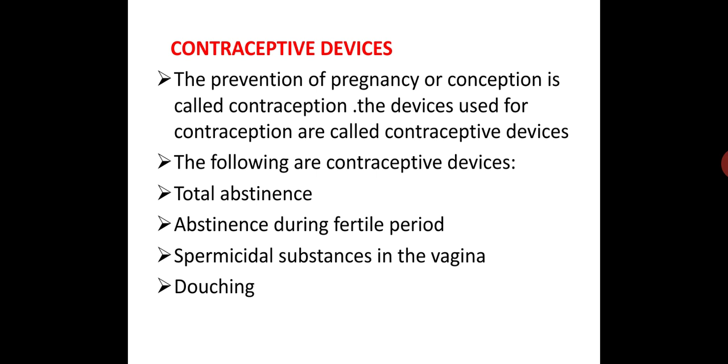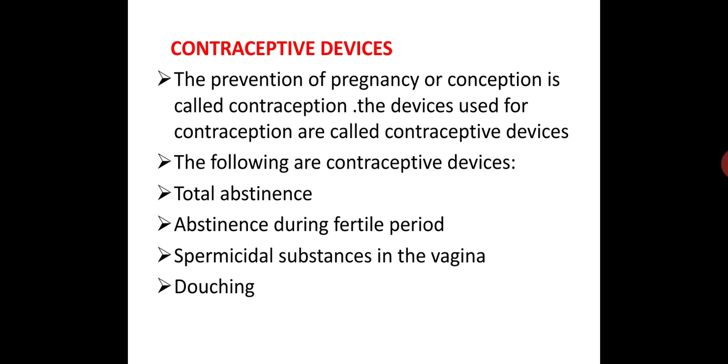Let us come to the definition of contraception or contraceptive devices. The prevention of pregnancy or conception is called contraception, and the devices that are used for contraception are called contraceptive devices. So there are the following methods used as contraceptive devices. One is total abstinence. It is not a device. Conception is prevented when the couple abstains from intercourse, and this is a really sure way of preventing conception. This is what is called total abstinence.